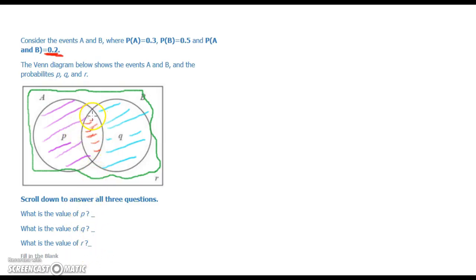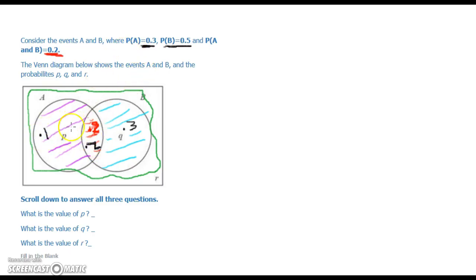Well, if this center area is 0.2, this is 0.2 right here in the center. Maybe I'll do it in black so you can see it. So 0.2 is the center area. And then the big circle B was 0.5. Well, 0.5 minus this 0.2 means 0.3 is left over here. The A circle on the left was 0.3. 0.3 minus the 0.2 that's shared is just a 0.1.